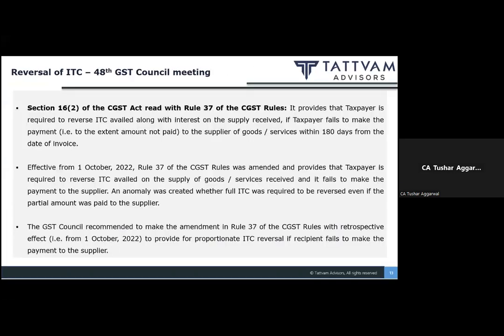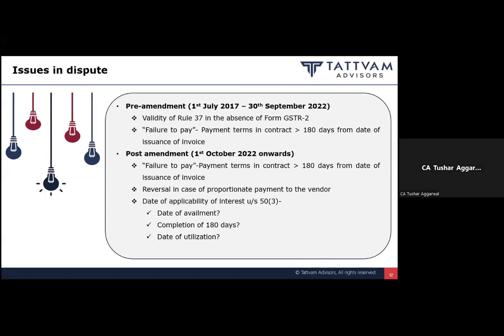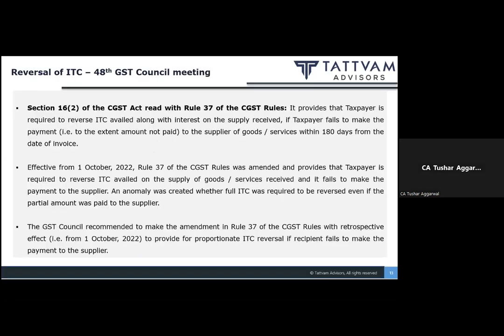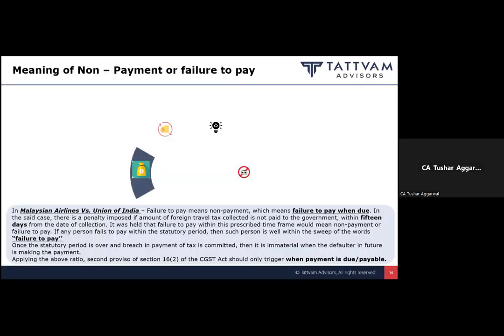Again, one important point when this Rule 37 got amended was that earlier in Rule 37, it was clearly written, if you have made partial payment to the vendor, you have to reverse only the partial ITC, only to the extent you have not made the payment. But this kind of provision is not there in the amended Rule 37. So there was an anomaly: the vendor has raised an invoice of 100 rupees, I have paid him 60 rupees, not 40 rupees. Whether I have to reverse the ITC to the extent of 40 rupees or the entire 100 rupees. There was an anomaly in the amended Rule 37 language, which now in the 48th council meeting, the government has clarified that it is only the proportionate reversal of the partial amount which you have to do.